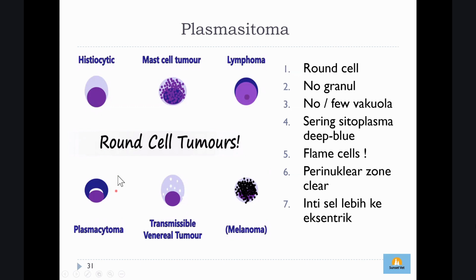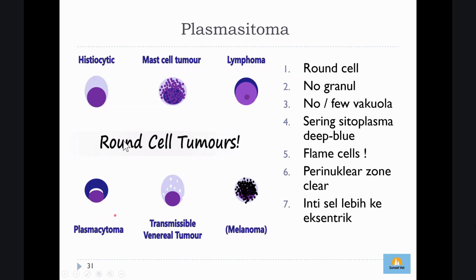It's more black. Sometimes you're going to see flame cells, and the perinuclear zone is clear. Perinuclear means that around the nucleus they have something white. We call it the perinuclear zone, and it's typical of plasmacytoma. And then the nucleus is more eccentric. Eccentric means it goes to the edge of the cell, so it's not typically in the center of the cell.